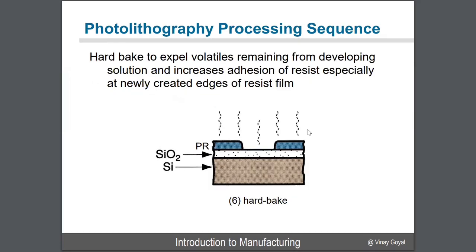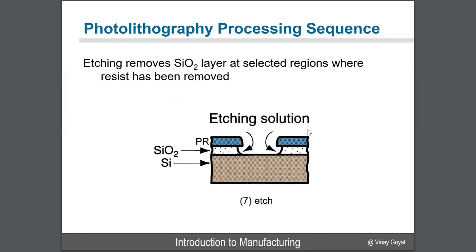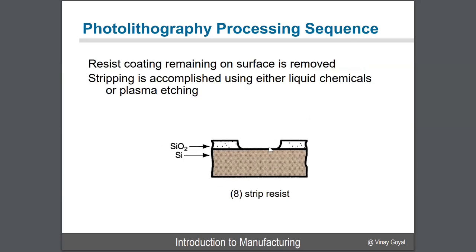And then we're going to do a hard bake to remove any volatiles and increase adhesion. And then we're going to use an etching solution to remove the silicon oxide layer at some areas where the resist was removed. And then you'll strip the resist here, which is to remove any extra material by stripping using liquid or plasma etching, as we discussed.